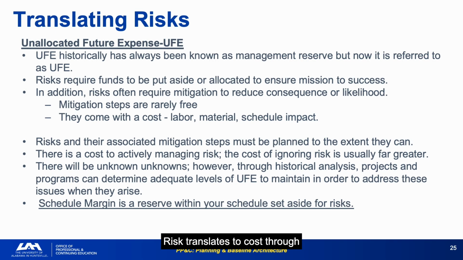Risk translates to cost through unallocated future expense, UFE, the reserve funds that provide a financial buffer against the risks that have been identified and those that haven't yet been anticipated. UFE is different from the project budget. It sits outside the PMB. When risks become problems, UFE is drawn down to fund the mitigation or recovery actions. When risks are retired, UFE stays available for future unknowns.